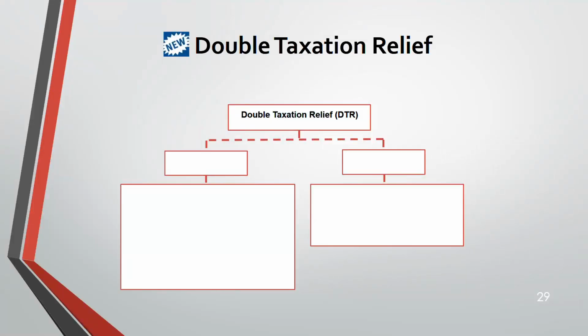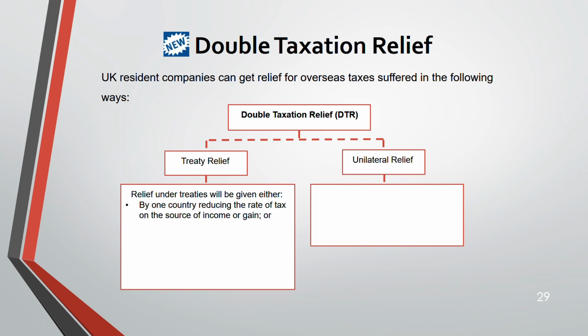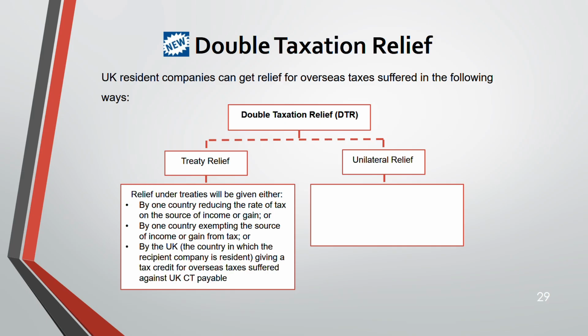Now, the new topic, double taxation relief, DTR. UK resident companies can get relief for their overseas tax suffered in two ways: treaty relief or unilateral relief. Treaty relief is given by one country reducing the rate of tax on the source of income or gain, or one country exempting the source of income or gain from tax, or by the UK giving a tax credit for overseas tax suffered against the UK corporation tax payable.